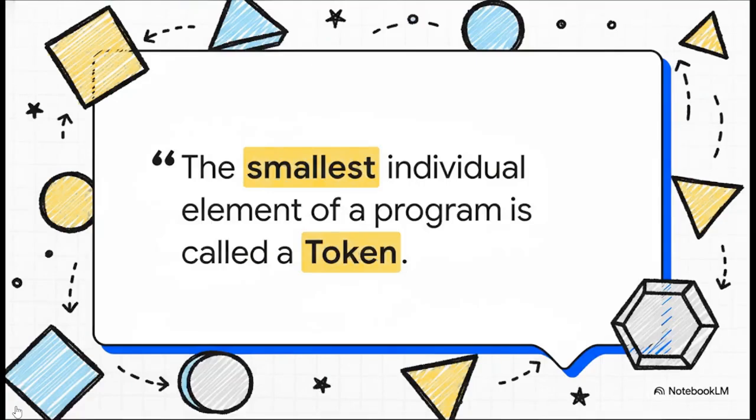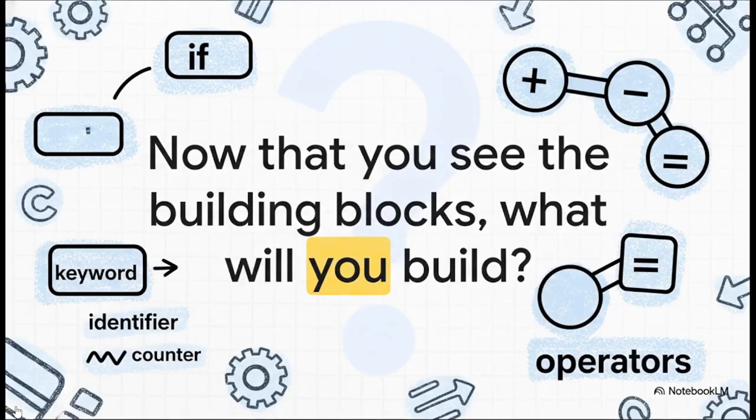This quote really sums it all up, doesn't it? Once you stop seeing code as this big, scary block of text and start seeing it as a collection of these simple, distinct tokens, the whole world of programming just starts to click. So, next time you look at a line of code, any code, try to spot the different tokens. You now have the key, the decoder ring, to deconstruct and understand any program out there. So the only question left is, what will you build?